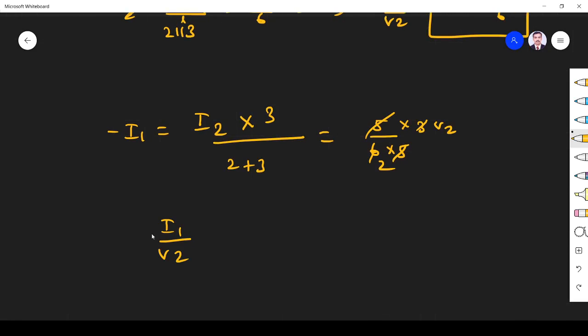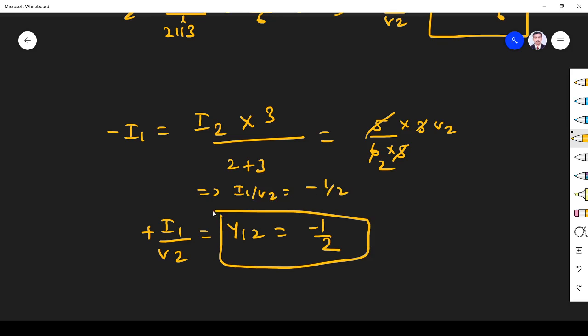So minus I1 by V2 is 1 by 2, so I1 by V2 is minus 1 by 2. Clear? Fine. So Y12 is I1 by V2. From this we can say I1 by V2 is minus 1 by 2.